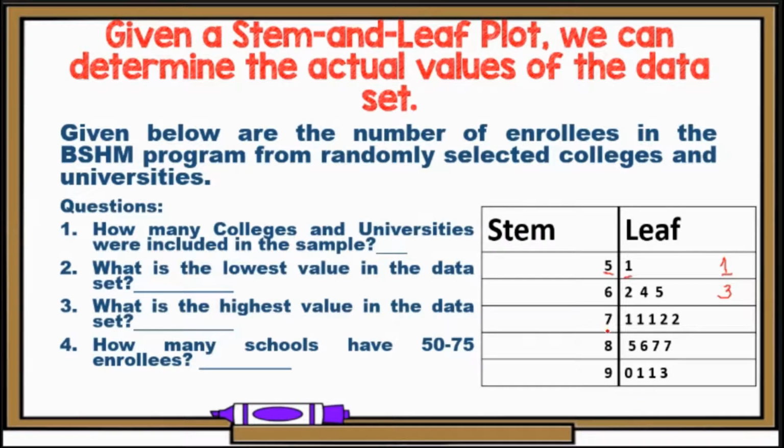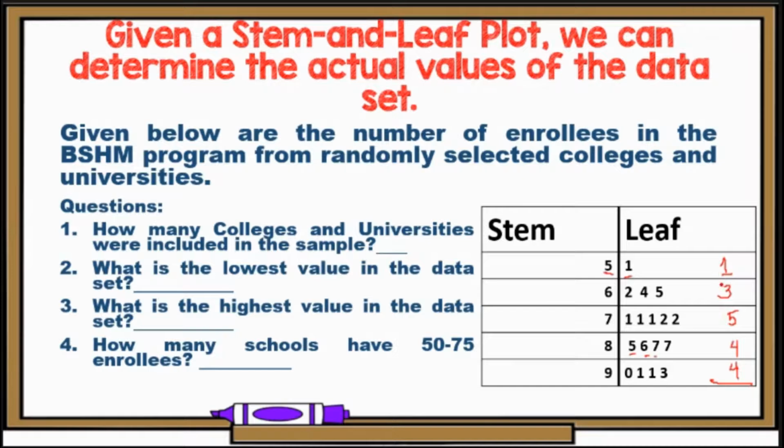Next, for schools having the enrollees 71 to 72, we have 71, 71, 71, 72, 72. So there are 5 schools kasi 5 yung leaves. Next, for the number of schools having a number of students 85 to 87, we have 1, 2, 3, 4. So we have 4 schools. Next, schools with 90 to 93 enrollees, we have 90, 91, 91, 93. So we have here 4 schools.